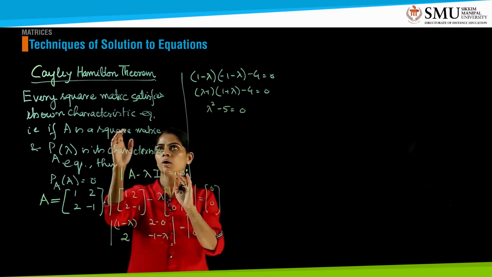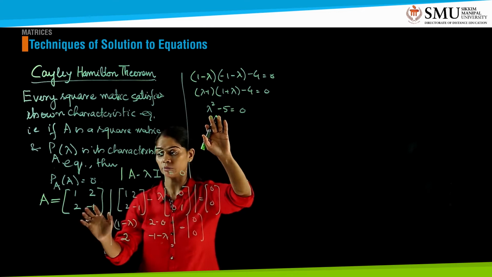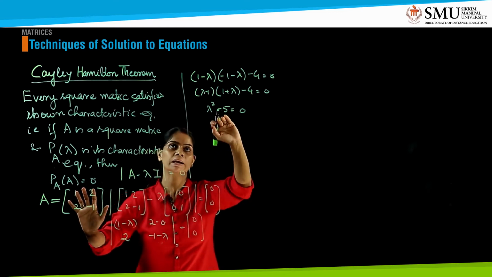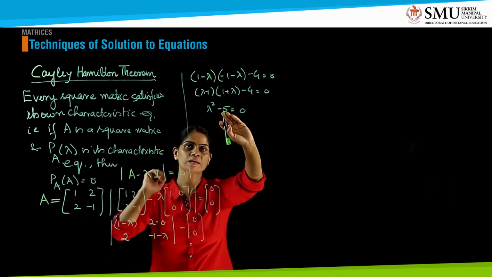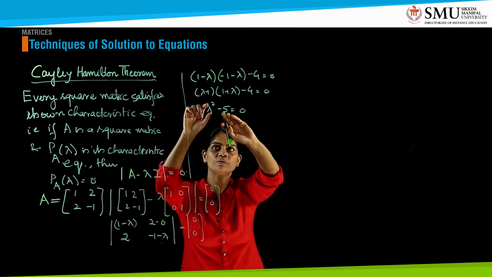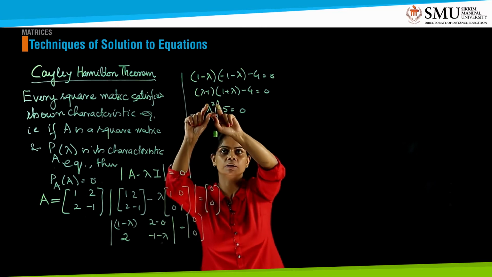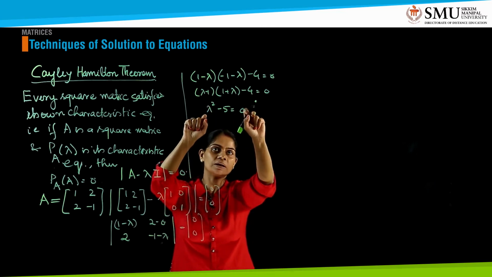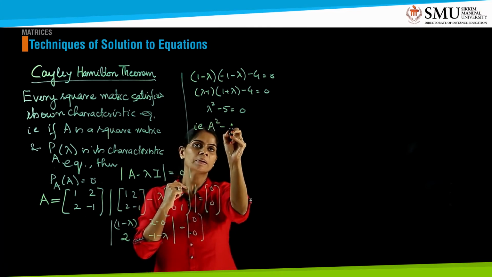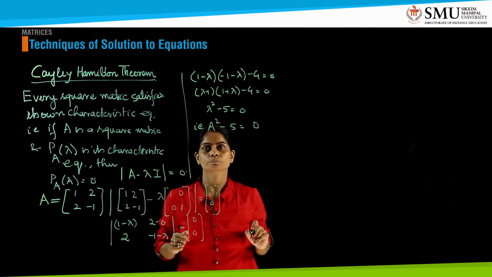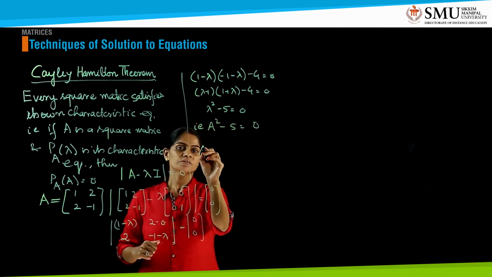Now here we are going to make use of the Cayley-Hamilton theorem. Because A is a square matrix and this is the characteristic polynomial of A, the Cayley-Hamilton theorem says that if you put A square instead of lambda square here, you will find that the left hand side is equal to the right hand side. That is, it says that A square minus 5 is equal to 0. Let us see how. Let us first find A square.